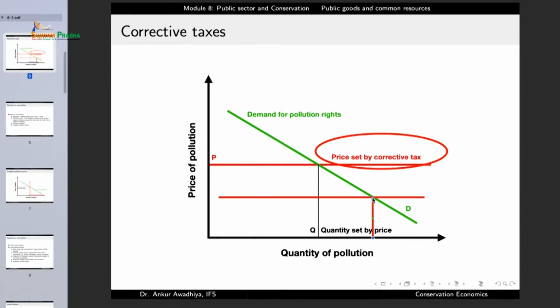So at this low price, when the price is low, then a greater quantity is demanded. When the price is high, then a lesser quantity is demanded. So in this way, by setting a price through the corrective taxes, the government can regulate the quantity of pollution that is being spread into the environment.